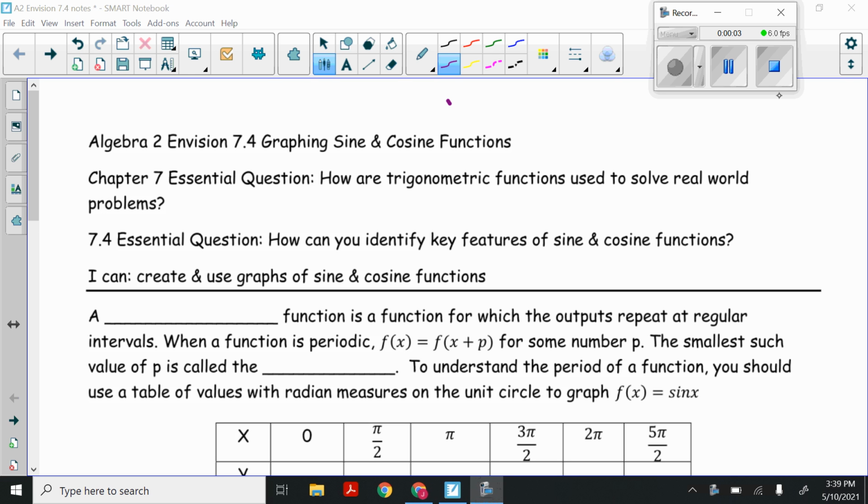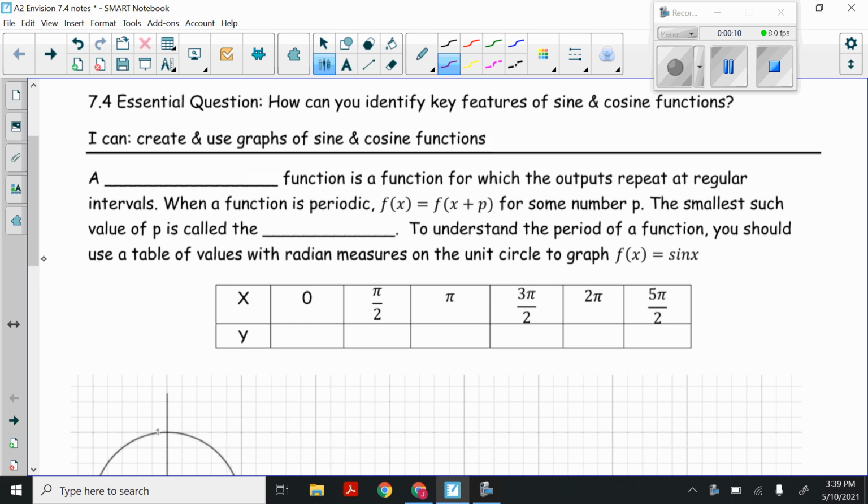Right, today in Algebra 2, we're going to look at section 7.4, graphing sine and cosine. So first, let's talk about what a periodic function is. A periodic function is a function for which the outputs repeat at regular intervals. When a function is periodic, f of x equals f of x plus p for some number p. The smallest such value of p is called the period.